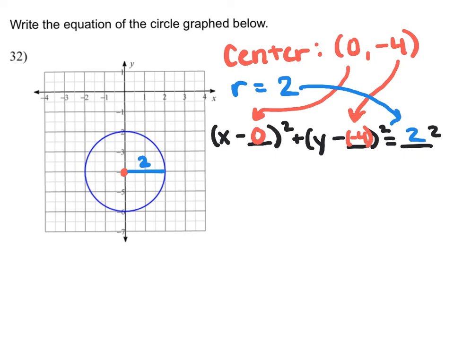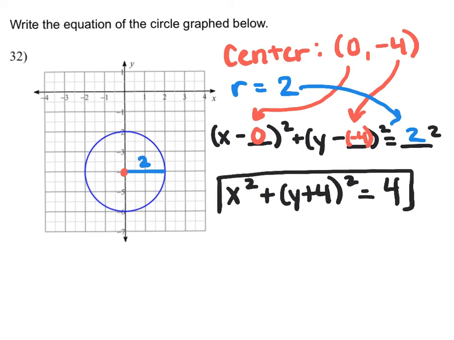Now if I simplify, instead of writing x minus 0 squared, I can write just x squared. Instead of writing y minus negative 4, it becomes y plus 4, and 2 squared is equal to 4. So your final equation is x squared plus y plus 4 squared equals 4.